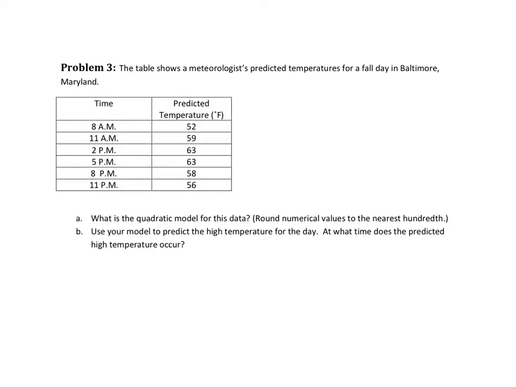Okay, so for problem 3, it says the table shows a meteorologist's predicted temperatures for a full day in Baltimore, Maryland. What is a quadratic model for this data? And it says round numerical values to the nearest hundredth.